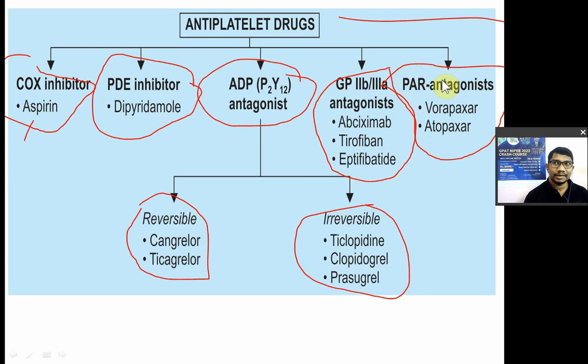So antiplatelet drugs, thrombolytics, antifibrinolytics, and anticoagulants. Very very important. I have tried to cover at least 10 to 15 questions from this.